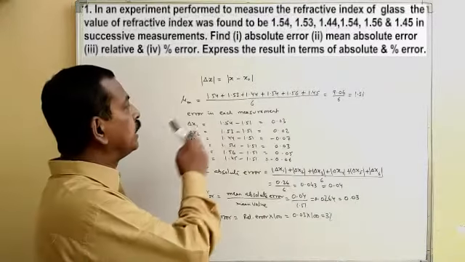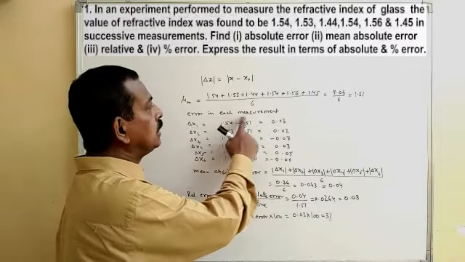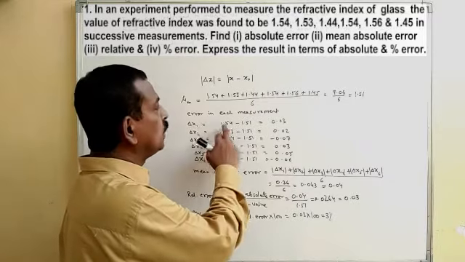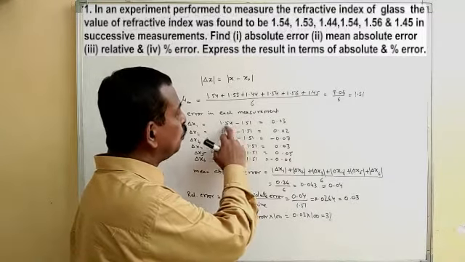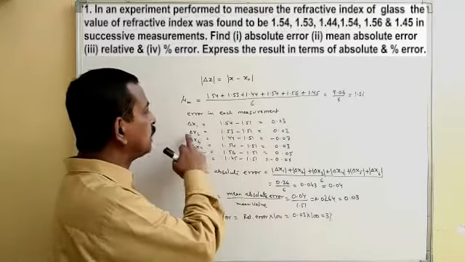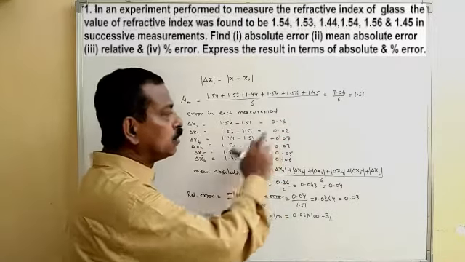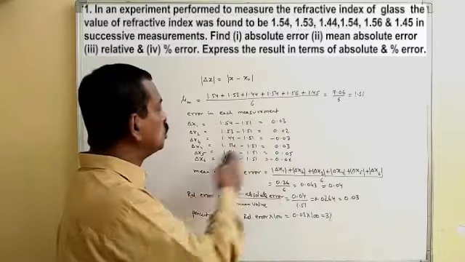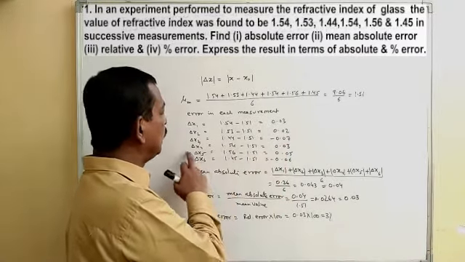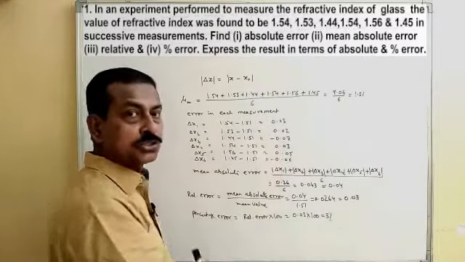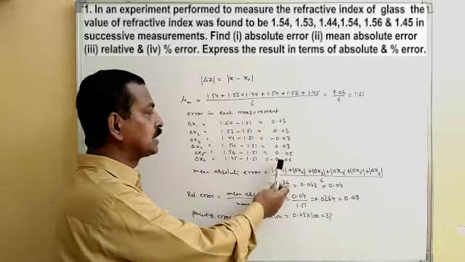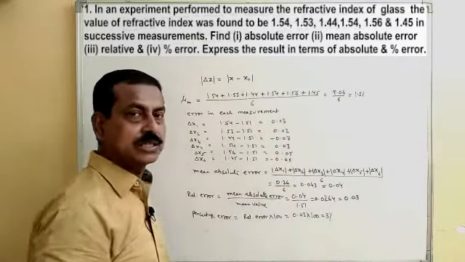Now if we calculate errors in each measurement, then this will be delta x1, which is your 1.54 minus 1.51, that is your 0.03. Delta x2, similarly it will be your 0.02. Delta x3 will be minus 0.07. Delta x4 is 0.03, delta x5 is 0.05 and delta x6 is your minus 0.06.